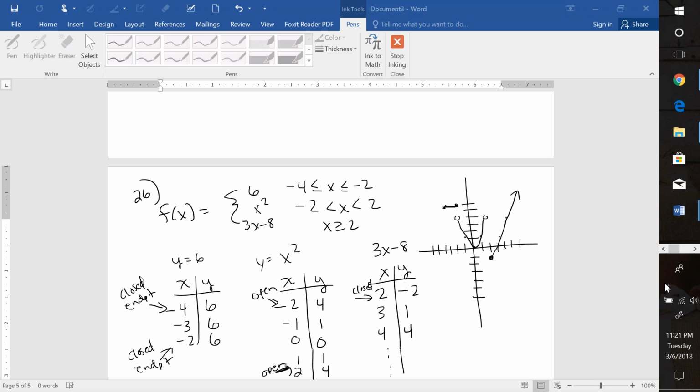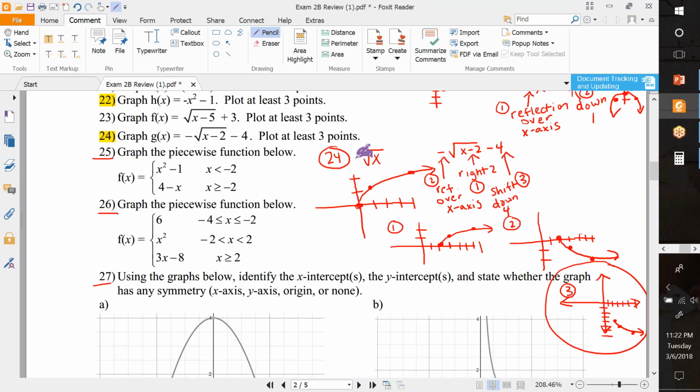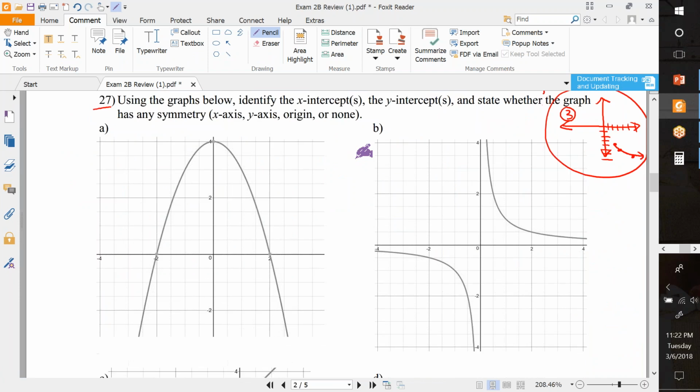All right, which brings us to our last question of the night. 27, and I think I can do it on the original paper. Okay, so this says label all your x and y intercepts and state whether it has symmetries of x-axis, y-axis, origin, or none. X-axis means if you actually folded this piece of paper on the x-axis, would the top be a mirror image of the bottom? And that is not true here. Y-axis, if we folded it on the y-axis, would it fold over and be a mirror image? This one is a yes. So this has y-axis symmetry.